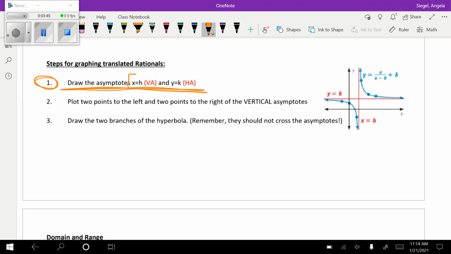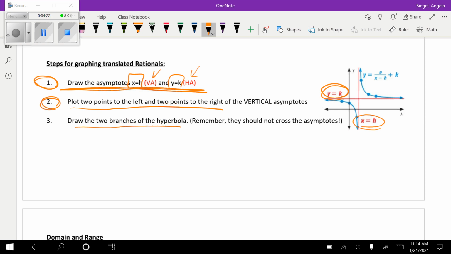So our asymptote is going to be like x equals a number and y equals a number. X equals a number is going to be that VA, which stands for vertical asymptote, and the y equals a number is going to stand for our horizontal asymptote. So notice the y equals a number. We talked about this before. It's a horizontal line, and x is that vertical line. Okay, and then what we're going to do is plot 2 points to the left and 2 points to the right of the vertical asymptote. And then we're going to draw the 2 branches of the hyperbola.